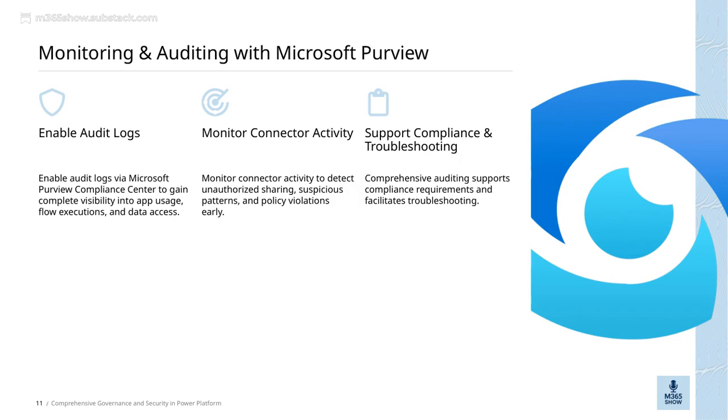This allows us to spot any unauthorized sharing, detect suspicious patterns early, and catch policy violations before they become bigger problems. It's all about proactive monitoring to keep our data safe. To do this effectively, we enable audit logs through the Microsoft Purview Compliance Center. This gives us complete visibility into app usage, flow executions, and data access.